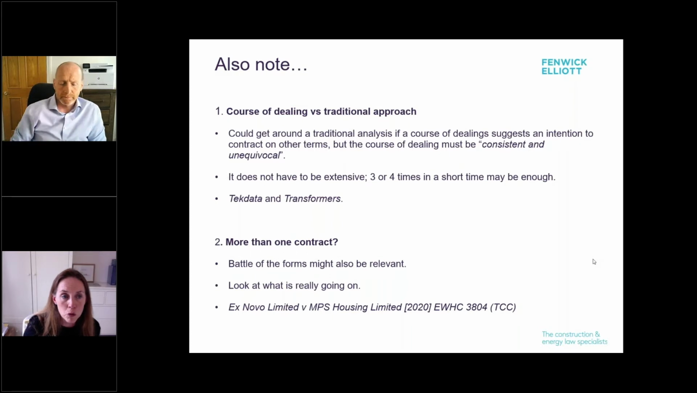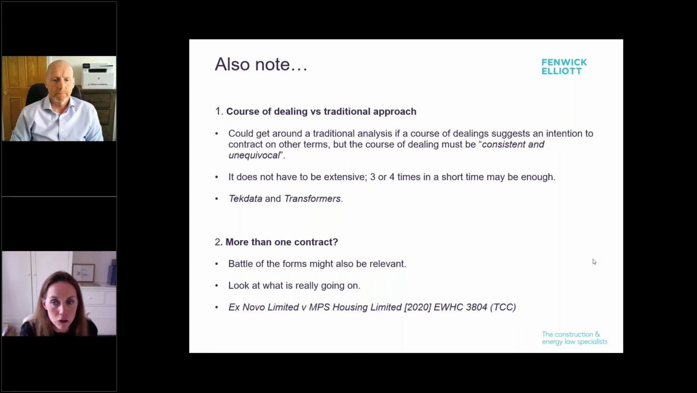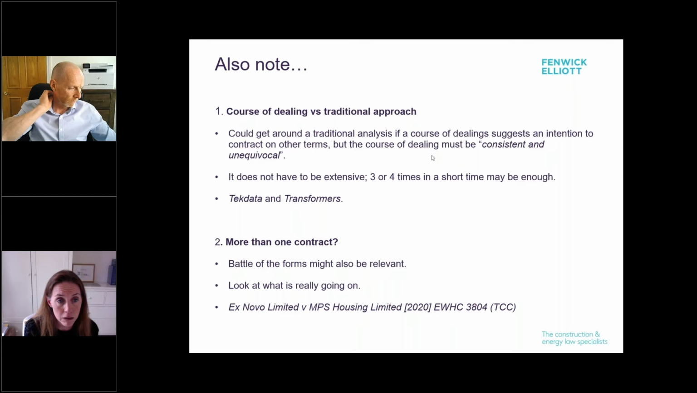The first one is, what do you do if your particular facts mean that the traditional offer and acceptance analysis is not going to take you to the answer that you want? So what commonly parties try to do is demonstrate that there's been a course of dealing within which their terms apply, and this can trump the traditional approach. And this is confirmed in Tech Data and also in Transformers. However, the course of dealings needs to be consistent and unequivocal. So you really do need a strong and firm and clear pattern of these course of dealings.